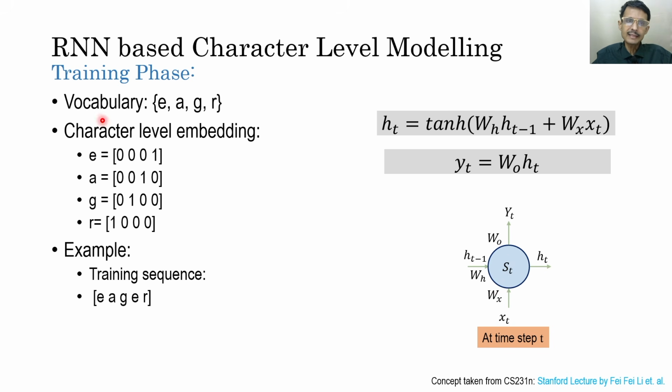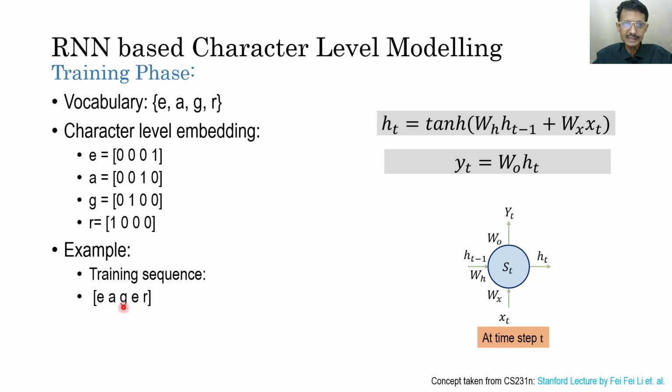Now there is a vocabulary. How many characters are involved in that vocabulary? E, A, G, R. It is a very hypothetical example, and we first represent this with one-hot encoding. E is 0001, A is 0010, G is 0100, R is 1000. So these are the 4 different ways to handle these 4 characters, E, A, G, R.